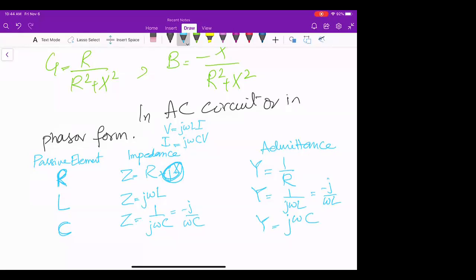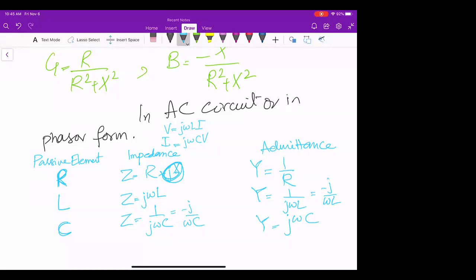Okay, so that's what we were seeing, the trend of impedance and admittance. So we have 5 minutes. Can we do that or not? I'm not sure. Let me start it and then we will see.